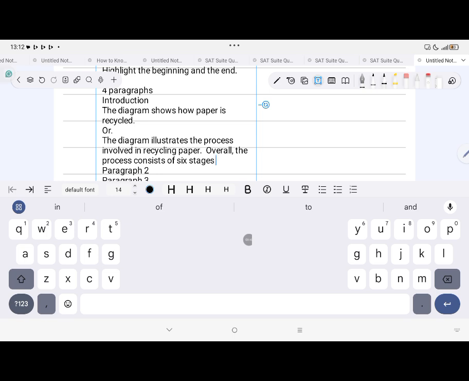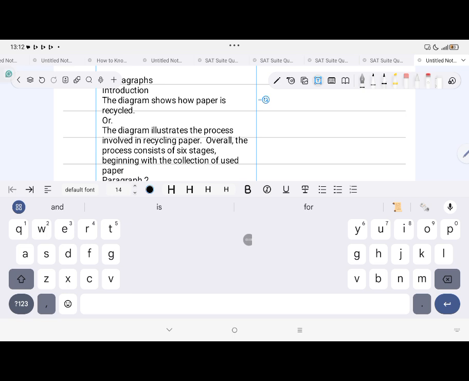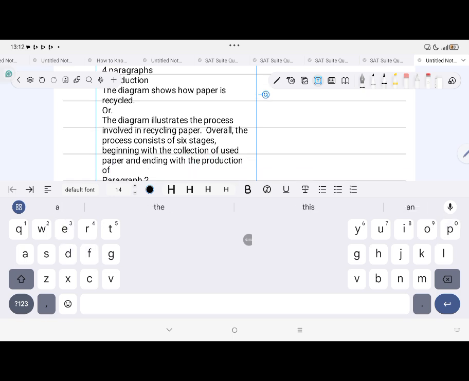Remember what I said. You want to start at the end of the process, so that you mention the start and the end of the process. So you can say beginning with the collection of used paper and ending with the production of new paper.